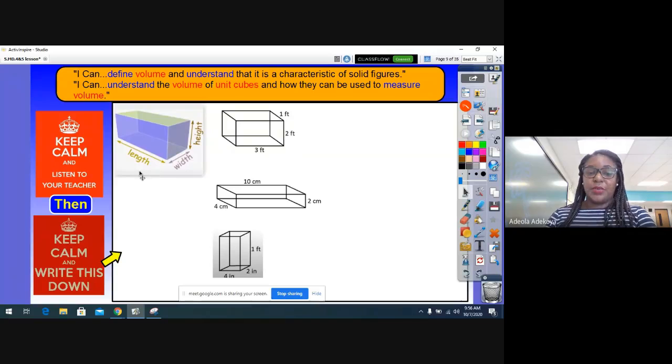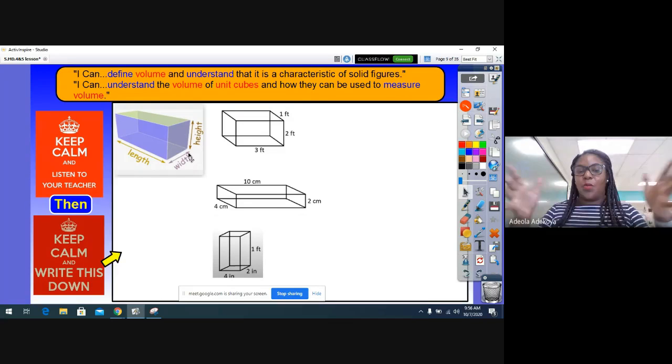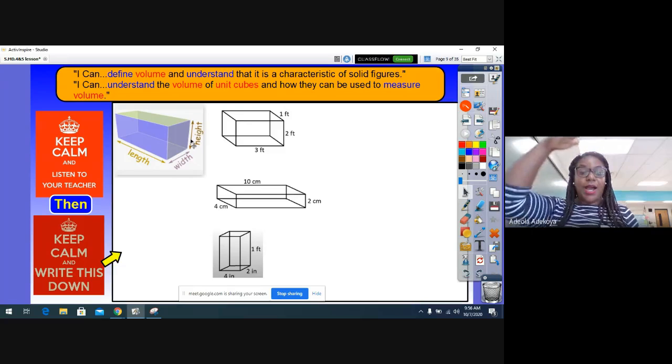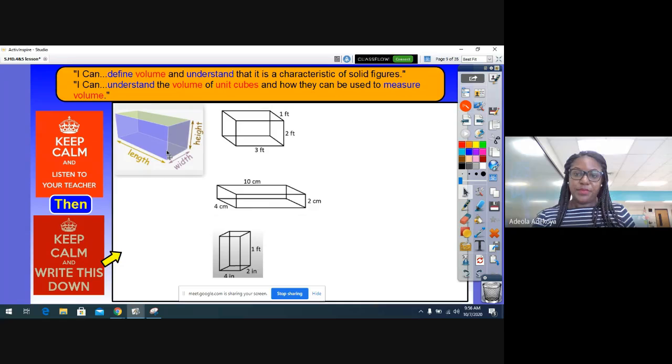Another way to measure volume would be length times the width times the height. Length is how long it is, width is how wide, and the height is how high this rectangular prism is. We talked about solid figures. So as a quick review, let's go over measuring these objects using our formula right here. Again, we are looking for the volume.